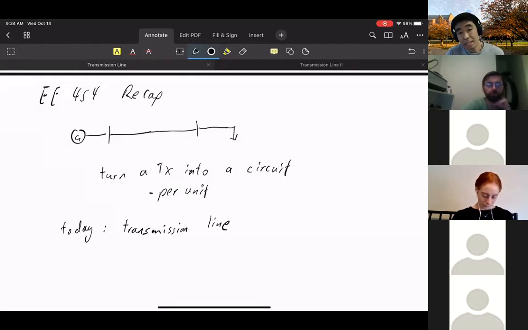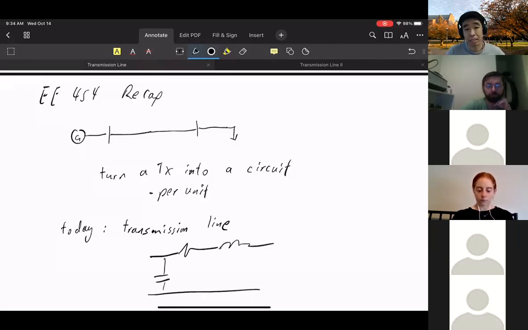The model we will end up with, a transmission line at the end of the day, will be something like this. This is our transmission line, and our goal is to somehow get to this point. We're going to take an actual transmission line, the cable is about this big, and reduce it to this circuit model. The goal is to understand what physical characteristics impact the circuit model.